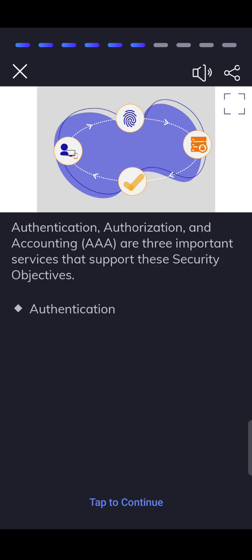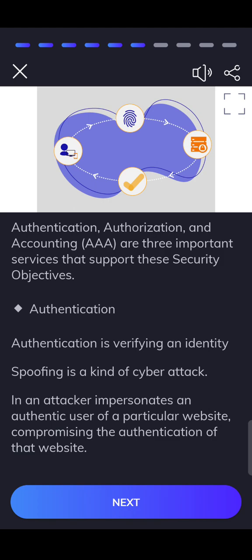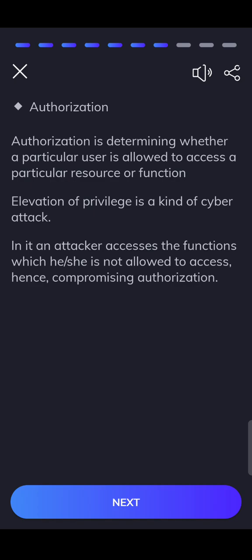Authentication. Authentication is verifying an identity. Spoofing is a kind of cyber attack. An attacker impersonates an authentic user of a particular website, compromising the authentication of that website. Authorization. Authorization is determining whether a particular user is allowed to access a particular resource or function. Elevation of privilege is a kind of cyber attack. In it, an attacker accesses the functions which he or she is not allowed to access, hence compromising authorization.